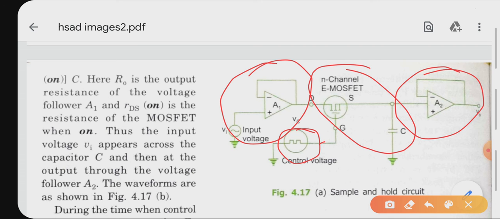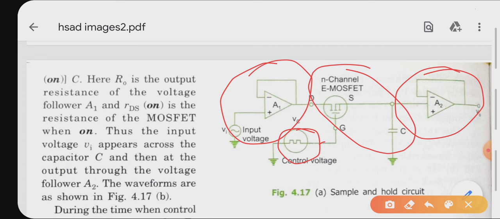So the analog input signal Vi that is to be sampled is given to the drain terminal of the MOSFET, and the control voltage Vc is applied to the gate. The MOSFET works as a switch controlled by the control voltage Vc, and the capacitor stores the charge. So when Vc is positive, the MOSFET turns on, that means the capacitor gets charged to the instantaneous value of the input voltage, and Vi appears across the capacitor, and then at the output through the voltage follower A2.